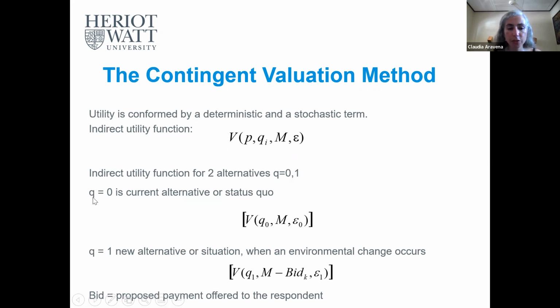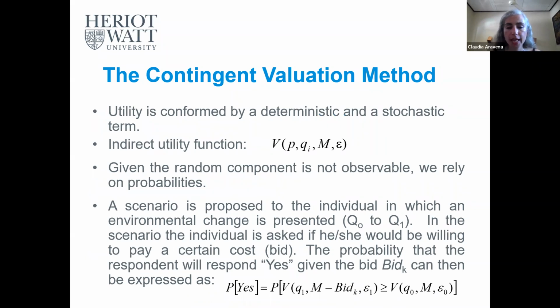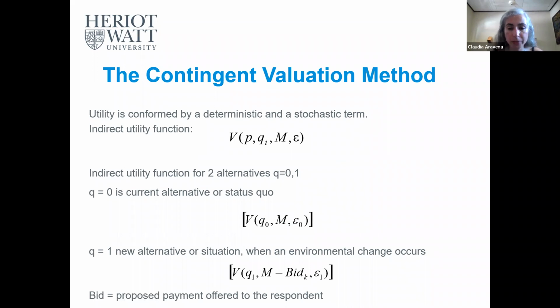So, you have then Q0, which is the current or alternative or status quo. And then you have a Q1, which is the new alternative or the new situation or the environmental improvement, in which your utility function is a function of the amount you have of the good, your income, and the stochastic process. So your utility in Q1, in V1, is the amount you have, your income minus the bid. The bid is the price you are asking the person to pay, and the stochastic component. So then what you do is, because you have this random, this is a random utility model, by the way. I didn't put it in here, but this is what we call the random utility model.